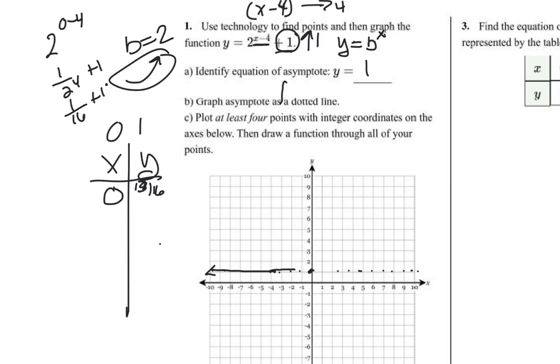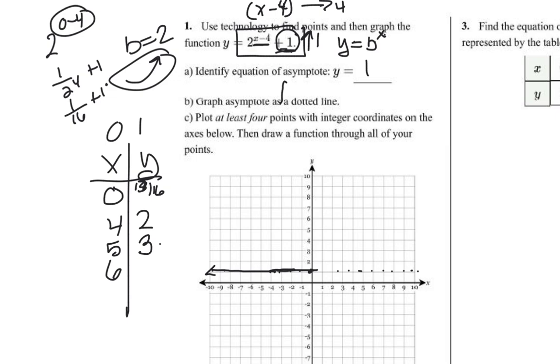So this graph is going to be going up. Since this is 4, let's try 4. 4 minus 4 is 0, so 2 to the 0 power is 1, plus 1, so my y would be 2. You can put this equation in your calculator into y equals and look at your table. If I say 5, 5 minus 4 is 1, so 2 to the first power is 2, plus 1 would be 3.